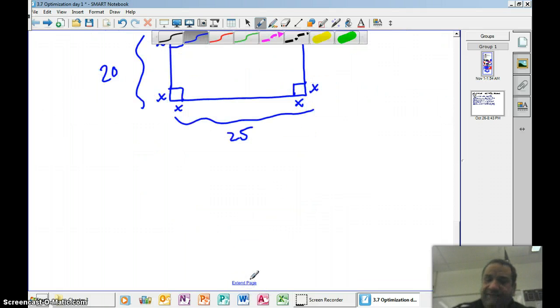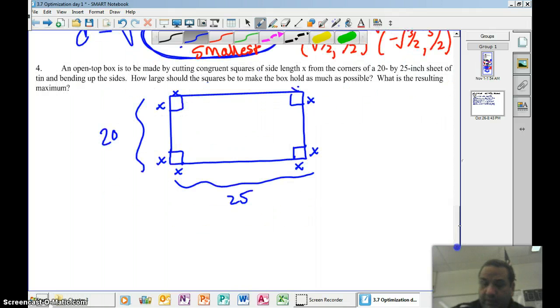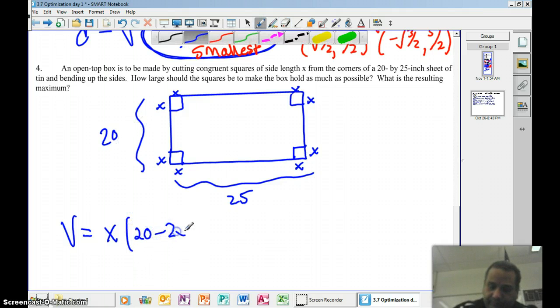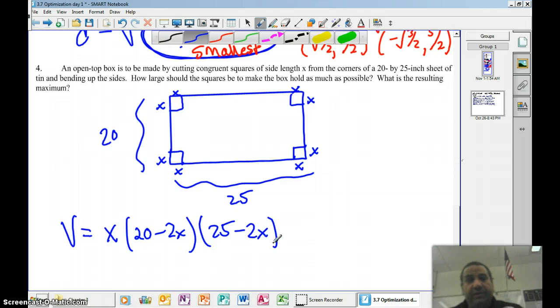So the formula for the volume is going to be x, the height when I fold, times parenthesis, 20 minus 2x, times 25 minus 2x. I'm going to leave the rest to you. How nice am I? I would use a calculator because at some point you have to use the quadratic formula.